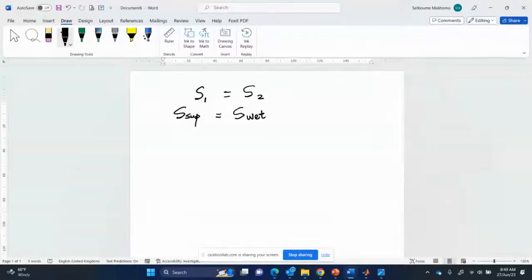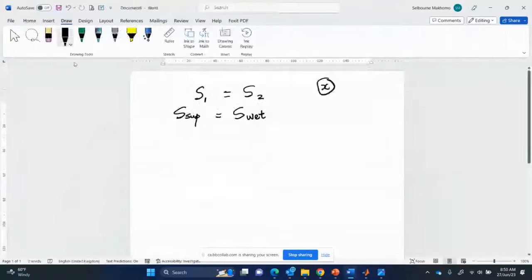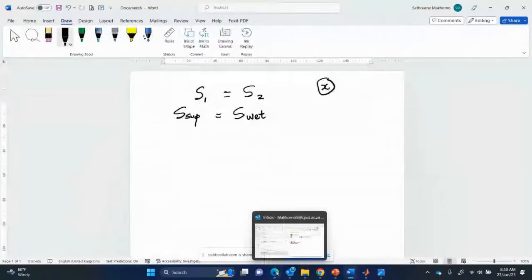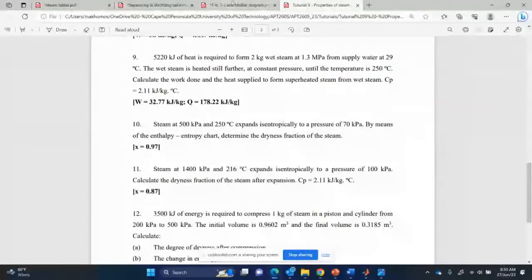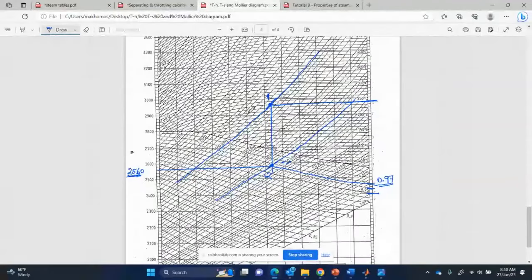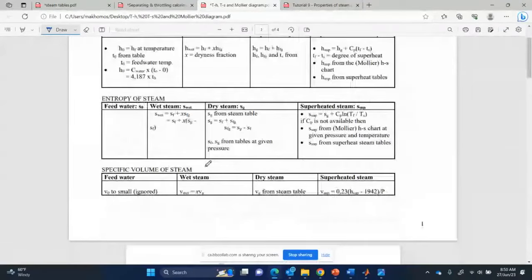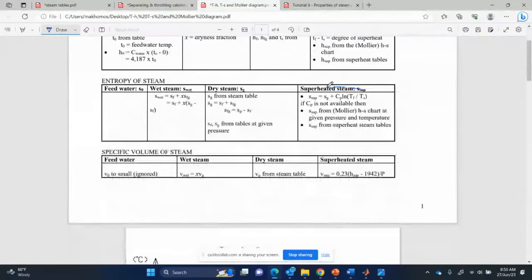Remember, we are looking for X. This is what we are looking for. So what is the formula for S superheated? We can go back to the formula sheet. Where is your formula sheet? The formula sheet is here, where S superheated is equal to Sg plus Cp ln of T superheated over Ts. You can scroll up, and then you get your S superheated here.